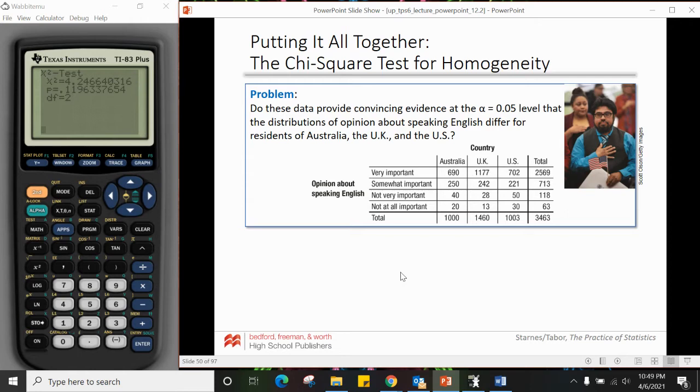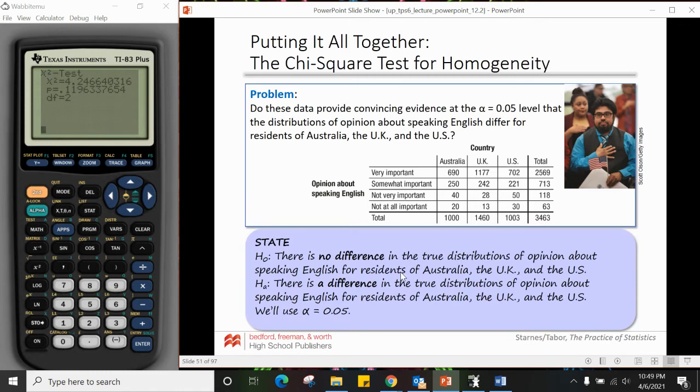All right, so hopefully you got that done. We'll look at it here. My H naught is there's no difference in the true distribution of opinions about speaking English for residents of Australia, the UK, and the US. And then HA is obviously there is a difference. And we're using alpha 0.05.